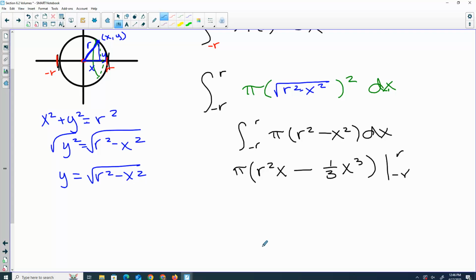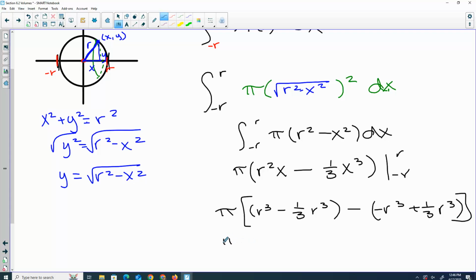Oh no, we're gonna prove it. Yeah, that's what we're doing here. Proof. Alright, if I put in my r, I get r cubed minus 1/3 r cubed. Minus, if I put in negative r, I get negative r cubed plus 1/3 r cubed. So you get 2/3 r cubed minus negative, so plus 2/3 r cubed. So 4/3 r cubed. Which is 4/3 pi r cubed.